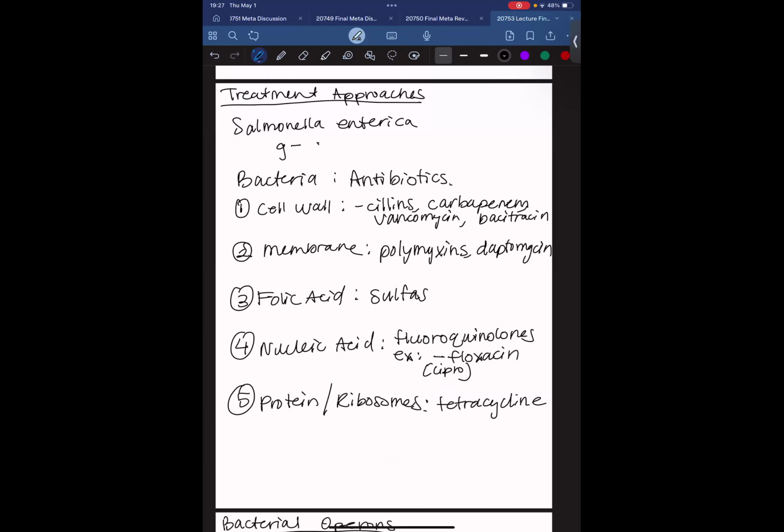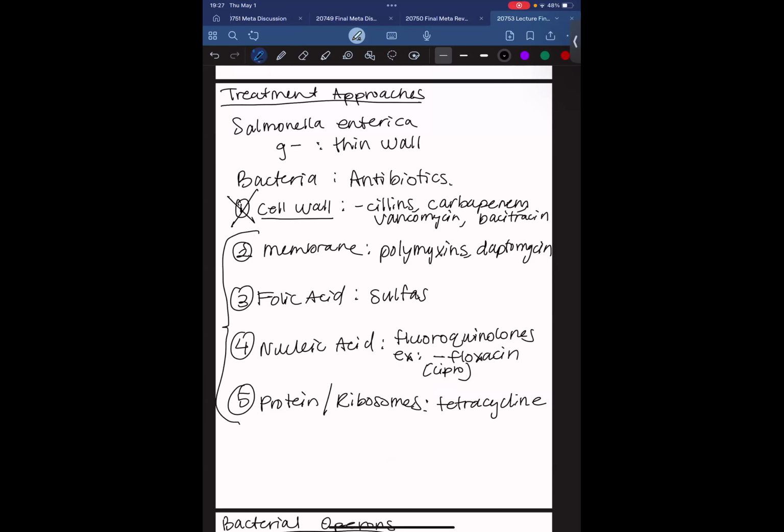If this guy is gram negative, he has a thin wall, right? And an outer membrane. Would you prefer to use a cell wall affecting one, or would you want to pick something else? So I'd probably go with something else, right? This is because the gram positives are more strongly affected by our cell wall inhibitors. So I'd probably reach for something else.